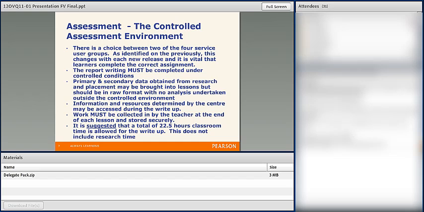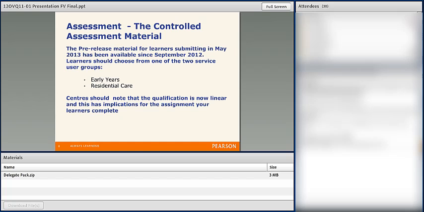The pre-release material for learners submitting in May 2013 has been available since September this year, and learners should choose from one of two service user groups. It is either early years or residential care. Now, to clarify that, early years is any child under the age of 8. So any service provision that is offering care for children under the age of 8.